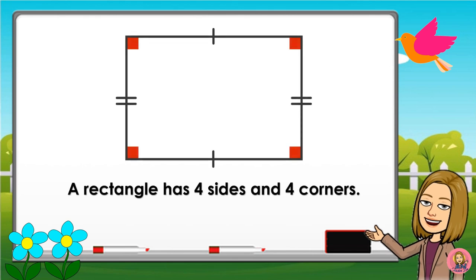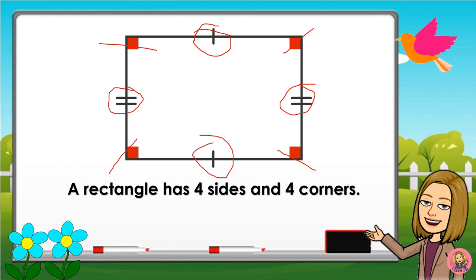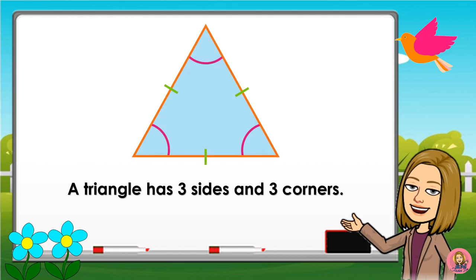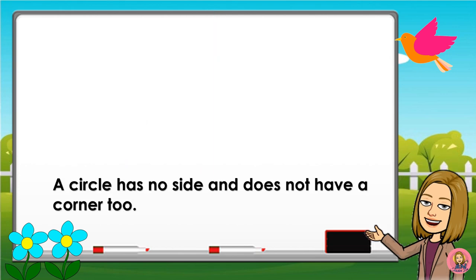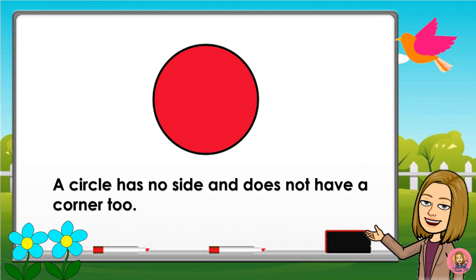A rectangle has four sides and four corners. A triangle has three sides and three corners. A circle has no side and does not have a corner too.